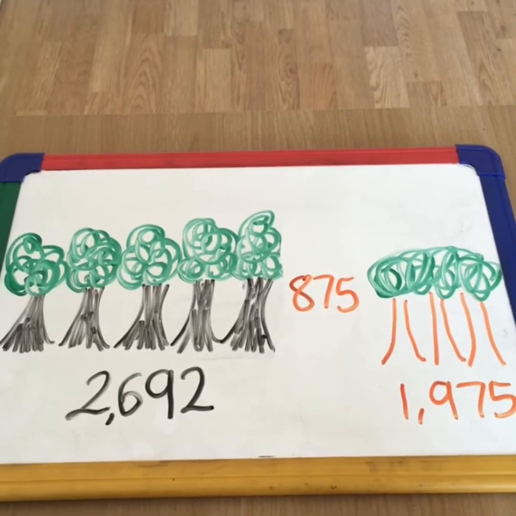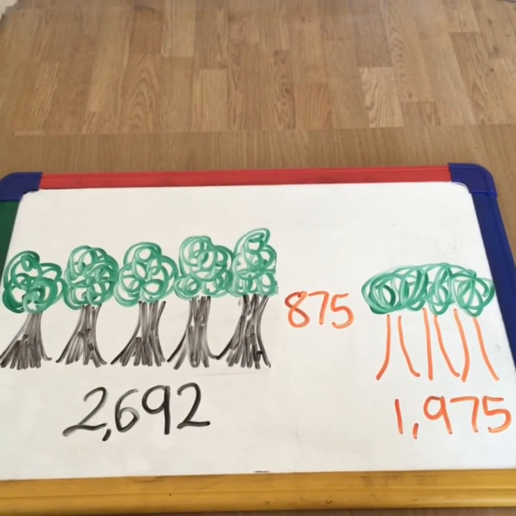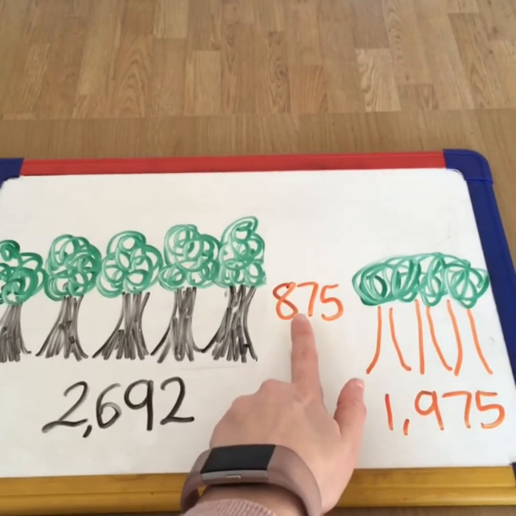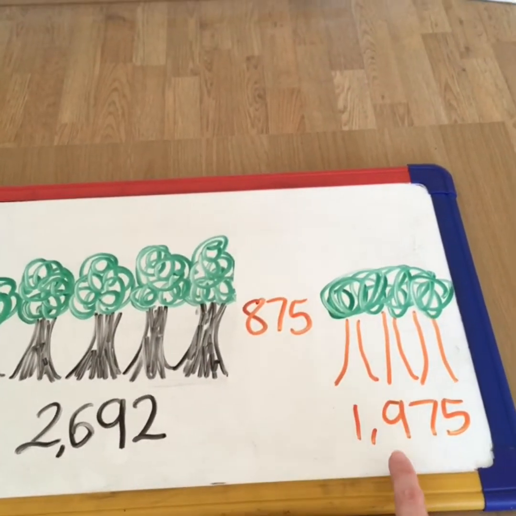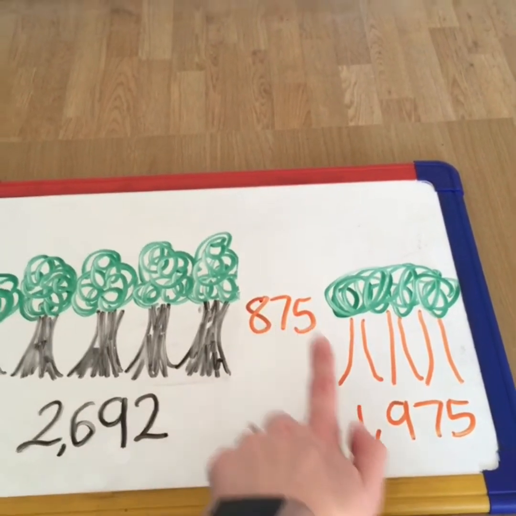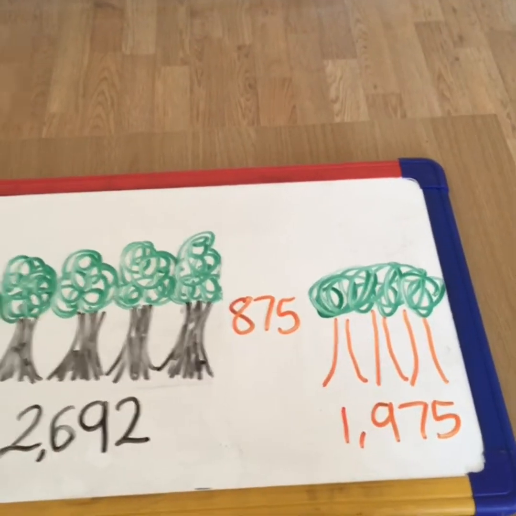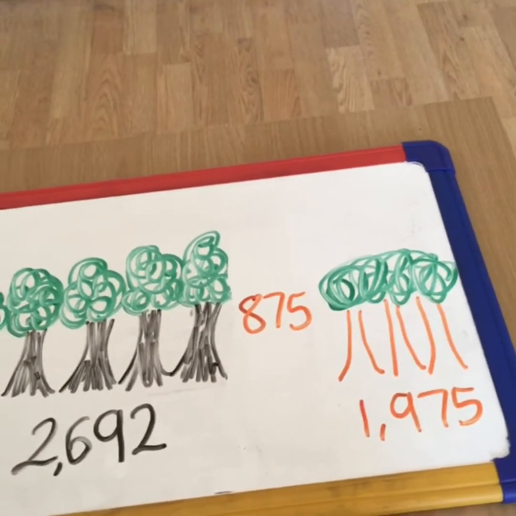Hopefully this visualisation is now going to help us to work out the problem, because hopefully you're starting to think, is it the 875 trees being added or taken away? And is this number being added or taken away? If these trees were chopped down, is that add or subtract? And if these trees were planted, is that adding or subtracting? So we're now going to have a go at representing it.